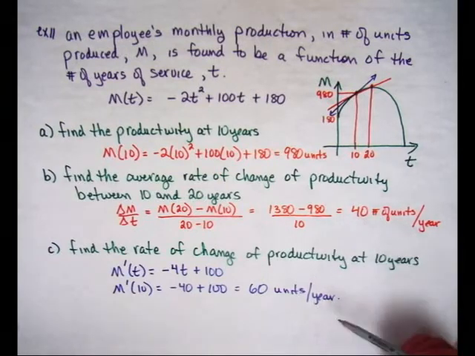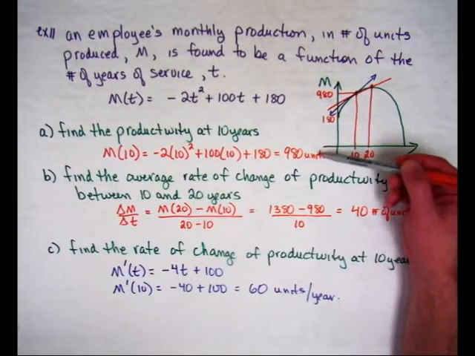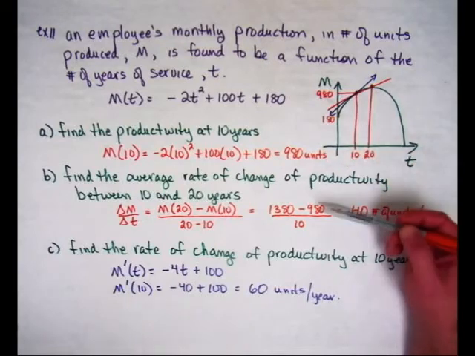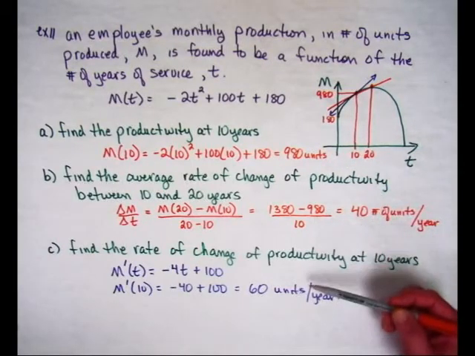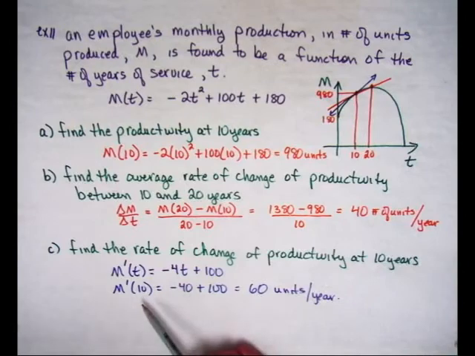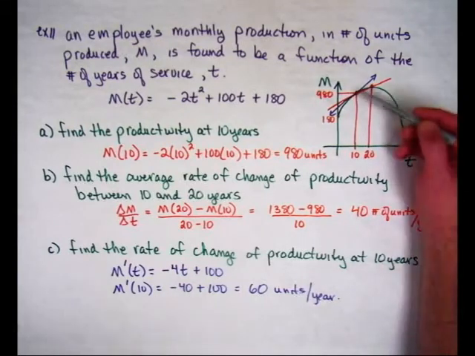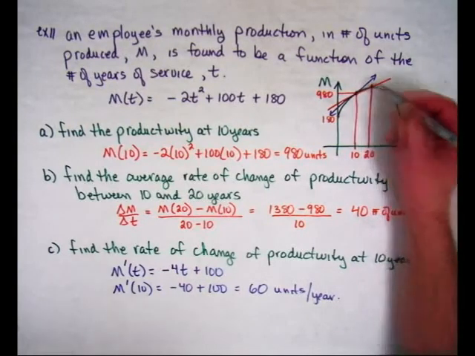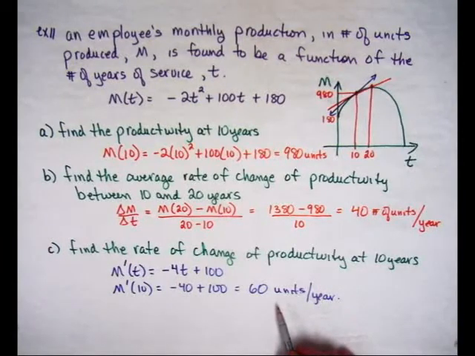So this question takes you through a progression of finding just a point on the graph, finding an average rate of change, and then of course ultimately the purpose of calculus, and that is to find the instantaneous or the tangent slope at that given point using the concept of a derivative. So it turns out that this employee, exactly on their 10th year, was producing 60 units per year more every year. So that now the employer has a very good indication of how that employee was doing at that precise moment.